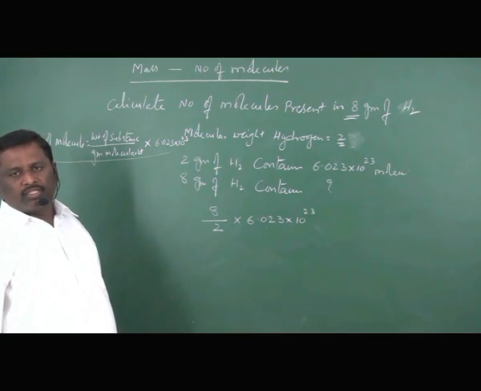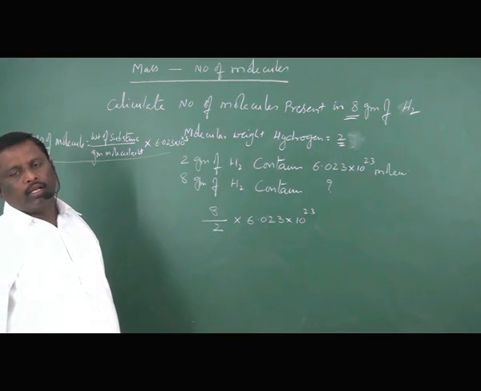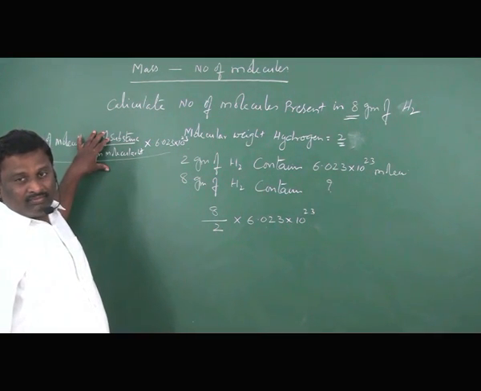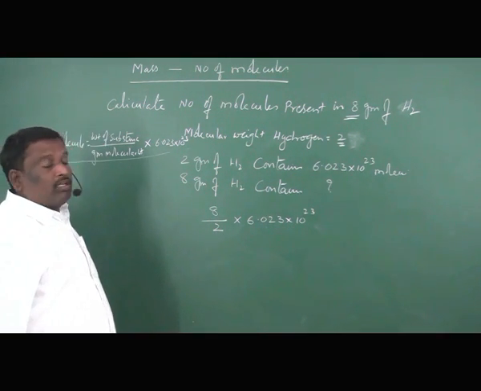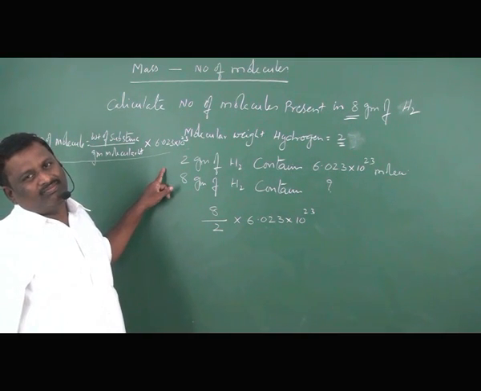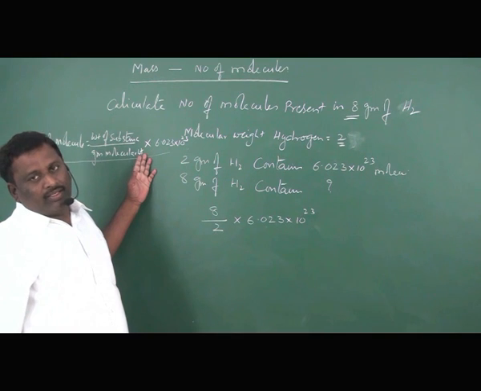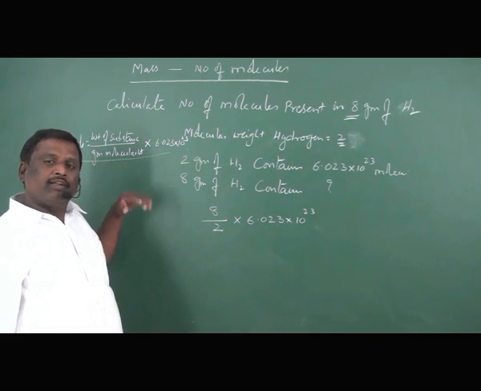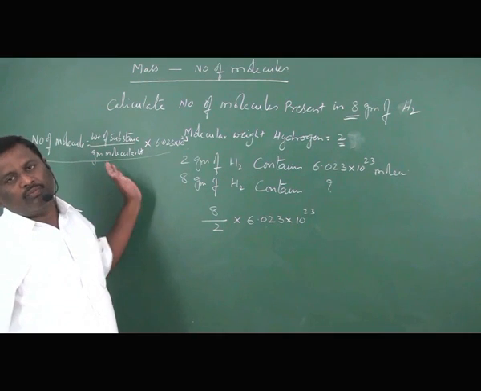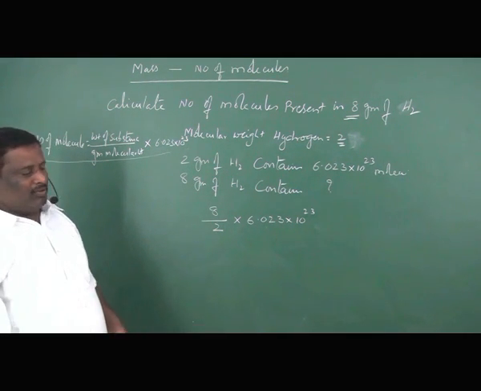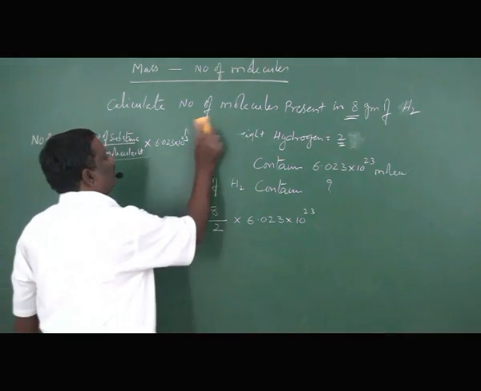In any problem, you can use this formula. Number of molecules is weight of the substance by gram molecular weight, which is nothing but the number of moles. So you can also write number of molecules is equal to number of moles into Avogadro number. If mass is not given, sometimes they will give you the number of moles. Then you can directly calculate: number of moles into Avogadro number will give us the number of molecules. Now I will give you that type of problem.